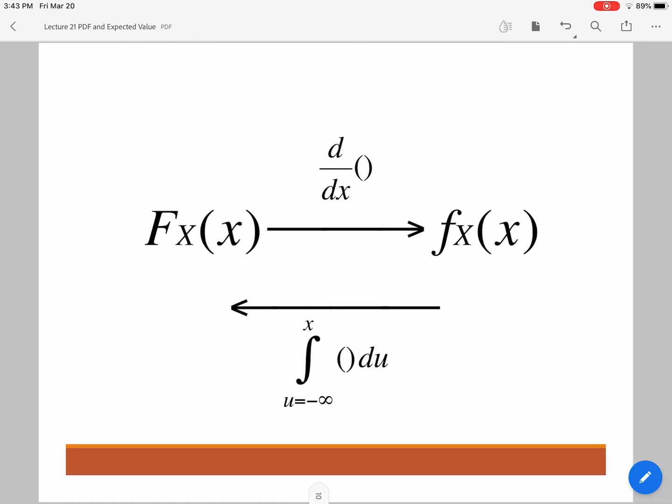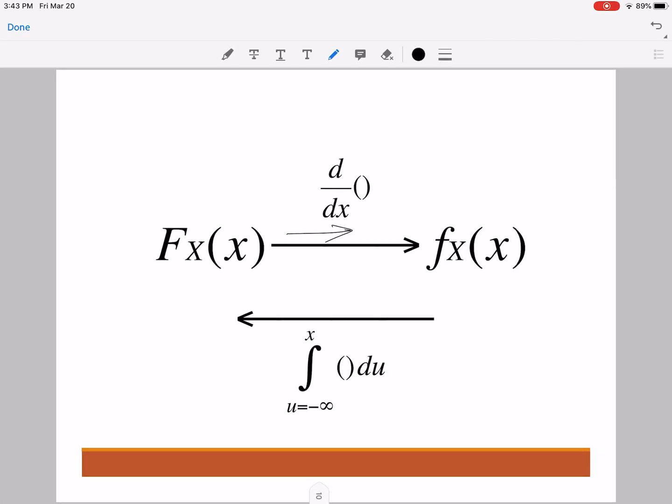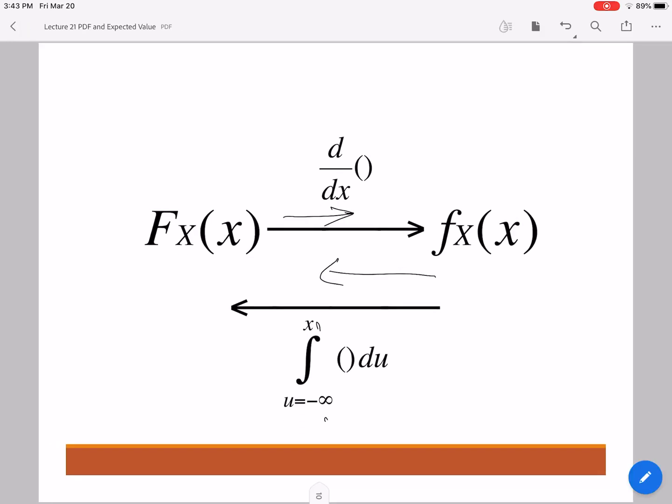Okay, so here's the summary of how you can get the CDF from a PDF and how you can get a PDF from a CDF. If you have to obtain a PDF, you perform the first derivative of the CDF. If you have to get a CDF from the PDF, you integrate the PDF from negative infinity to x.